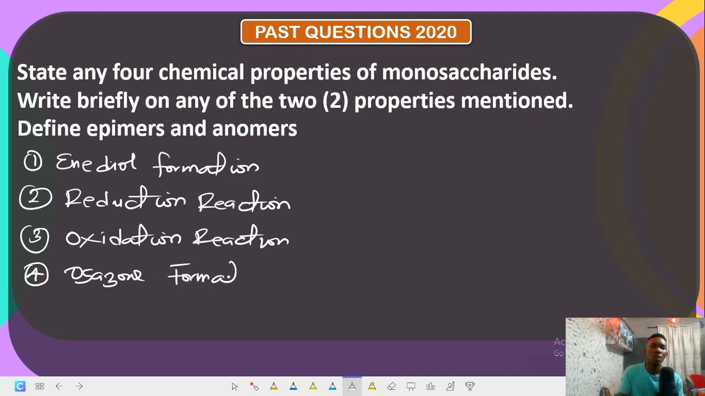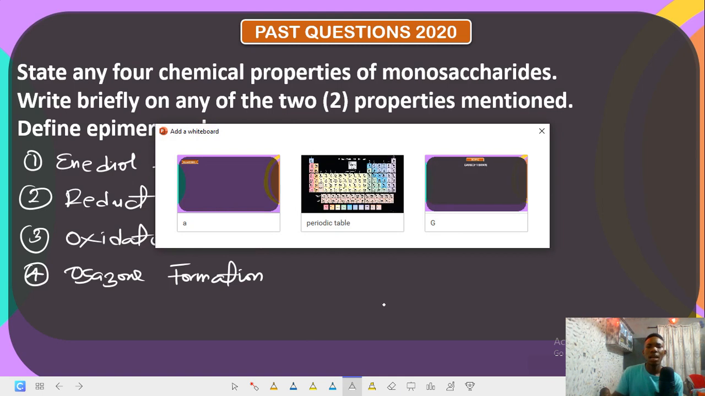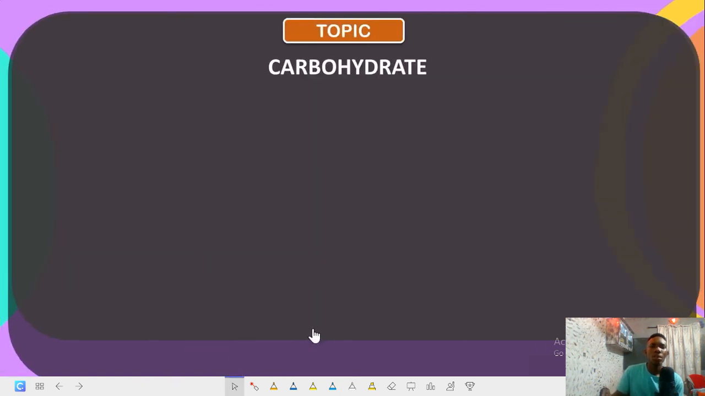Oxazone formation. So all these are chemical properties of monosaccharides. Okay, so I'm going to talk about the reduction and oxidation reaction. They are both more easy to memorize. Now let's talk about oxidation reaction.